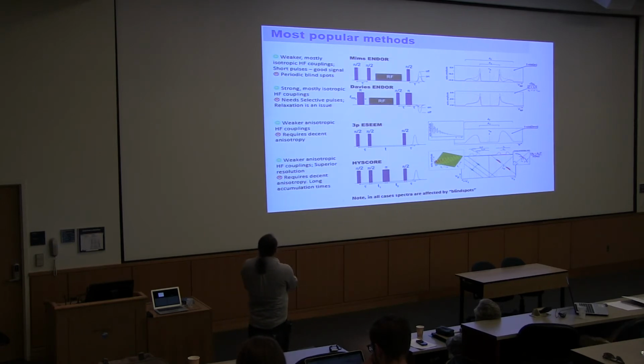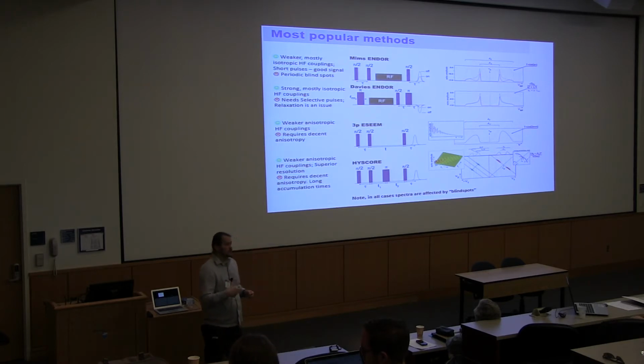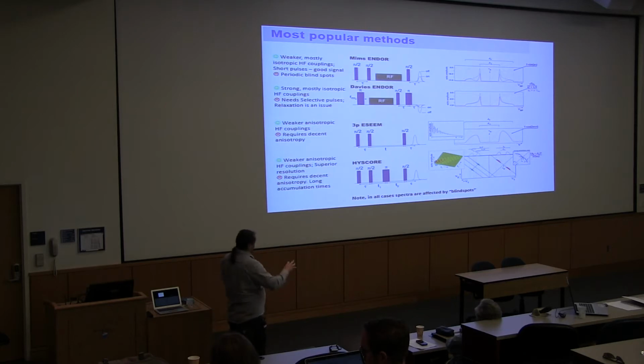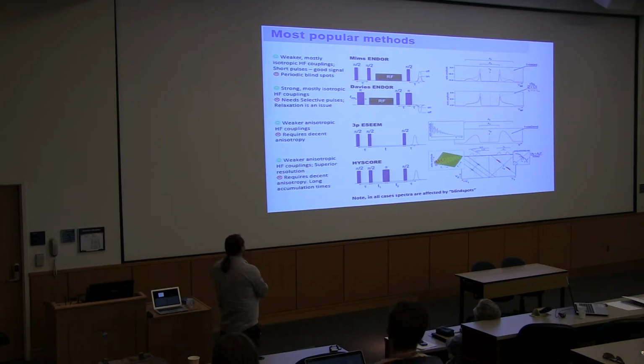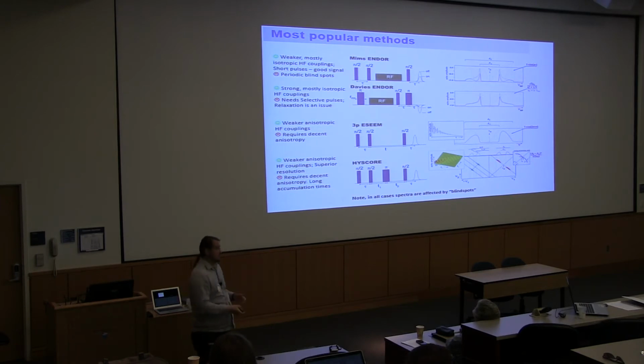Most importantly, for Mims ENDOR you need non-selective pulses, meaning you select pretty much all frequencies associated with the hyperfine splitting in the EPR. Davies ENDOR is different in the sense that you have to be very selective. What that means is, in Mims ENDOR we have to use very short microwave pulses, and in Davies ENDOR we have to use very long pulses.